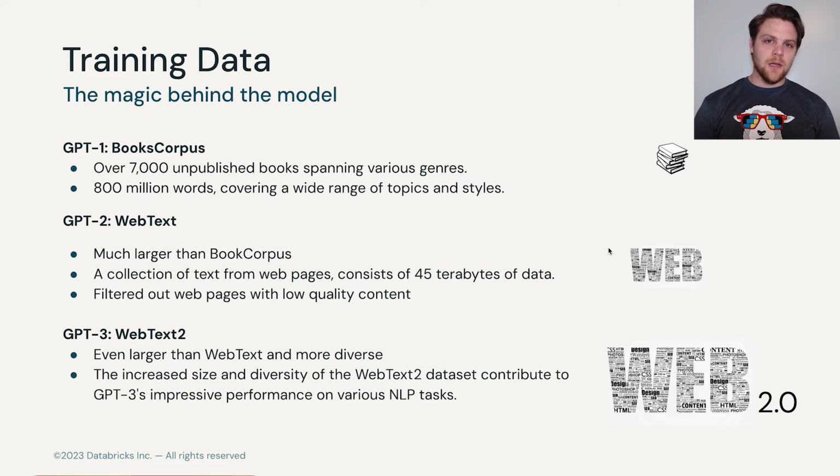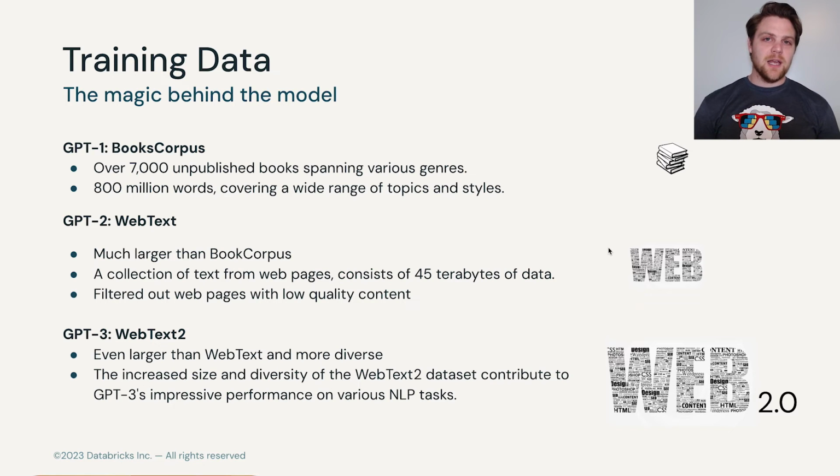GPT-2 was trained on something called WebText, and this was the first time that we saw a publicly crawled dataset used in large language models. This is much larger than BookCorpus, and as you can imagine, it encompasses a much wider array of what people talk about on the internet. Instead of the 800 million words, WebText is comprised of 45 terabytes of data. This also meant that the team at OpenAI had to do a lot of work in deduplication and filtering out web pages with low quality content.